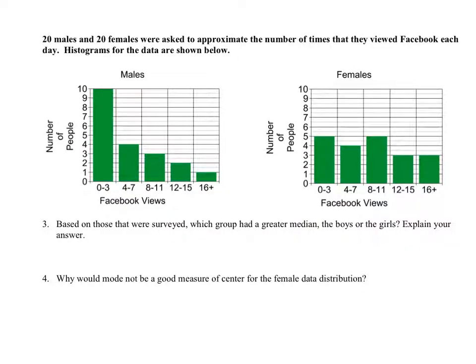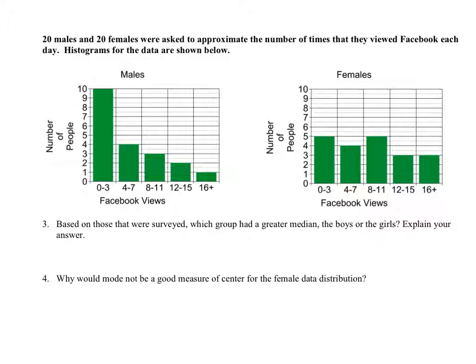20 males and 20 females were asked to approximate the number of times that they viewed Facebook each day. Histograms for the data are shown below. Based on those that were surveyed, which group had a greater median, the boys or the girls? Explain your answer. Now, we should be able to look at this pretty quickly and determine that.